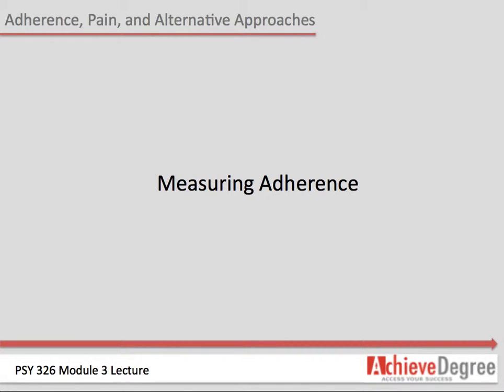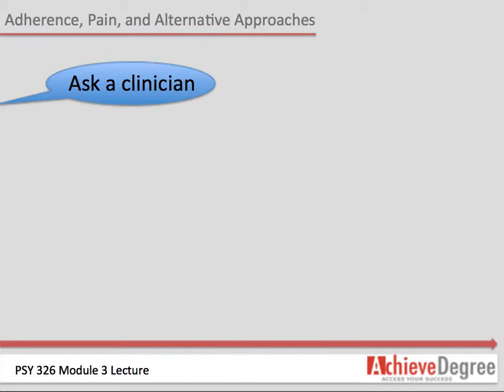The various ways of measuring adherence are not always accurate, and each one provides a separate set of problems. Ask a clinician. This is not very reliable. It will generally overestimate their patient's adherence.